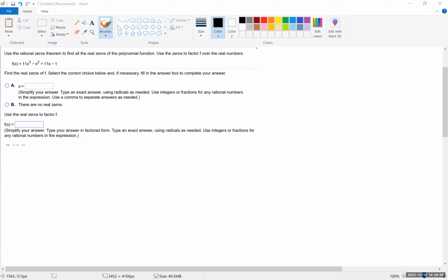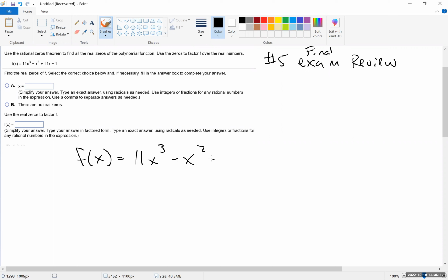This is number 5 on the exam review, the final exam review. And we are going to find the zeros. So what does it mean to be a zero? I'm rewriting the function here just so we can see it, it's a little bit small. And it says find the real zeros. So to be a zero, f of x has to be equal to 0.